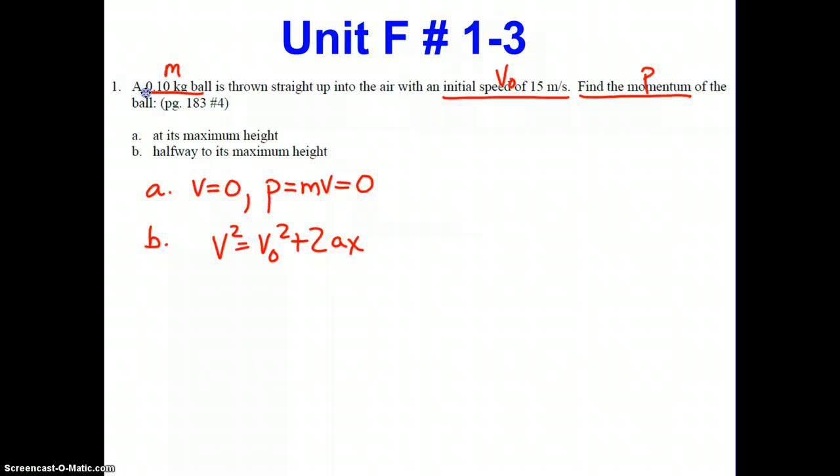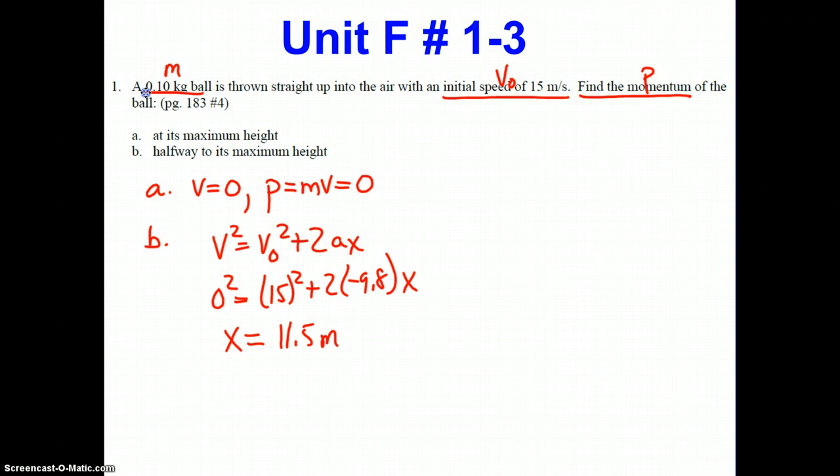So we have 0 squared equals 15 squared plus 2 times negative 9.8 times x. Nice reminder here that our 15 is directed upward, while our acceleration due to gravity is directed downward. Therefore, we have a sign direction conflict and need to take care of that with sign. Solve for x, and we should get approximately 11.5 meters. Half of x would be 11.5 divided by 2, which is 5.75 meters.